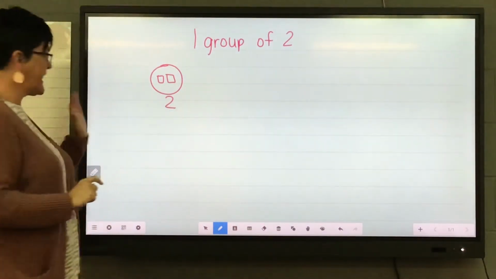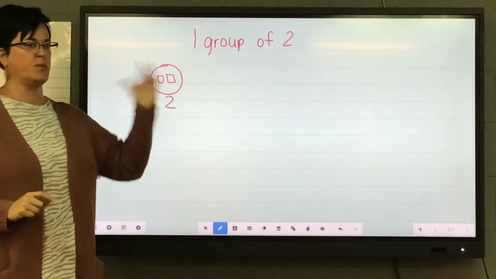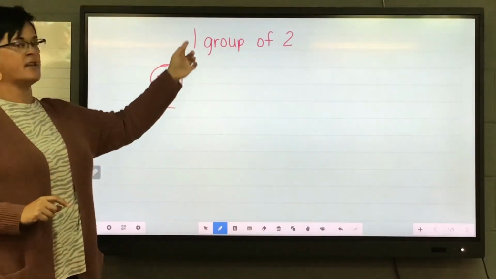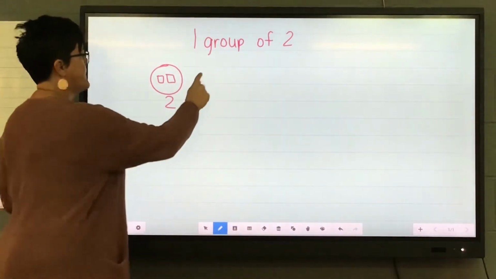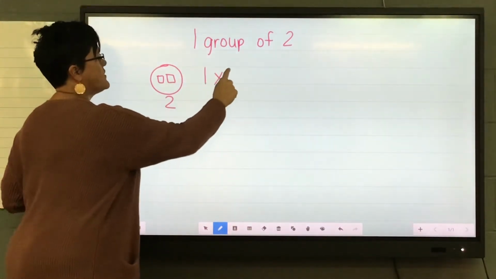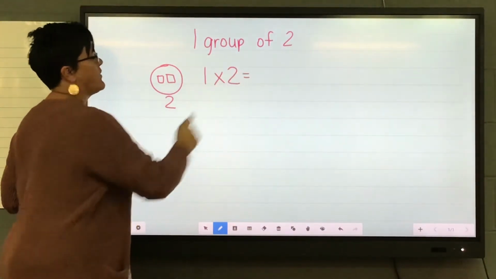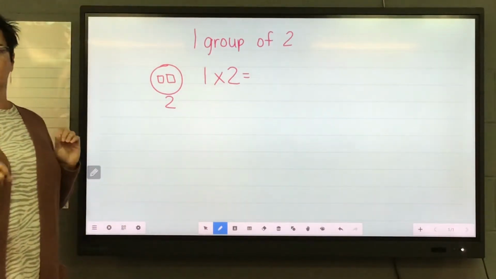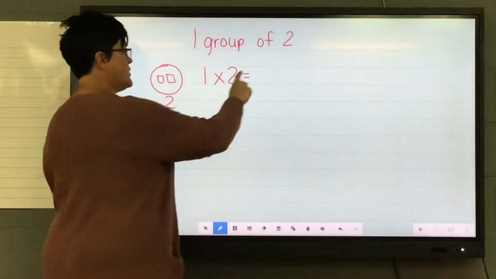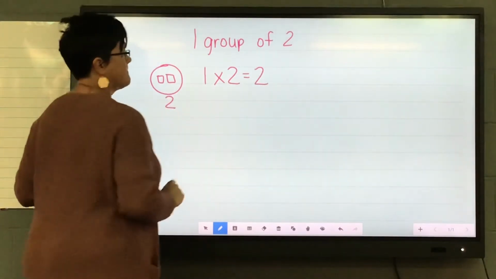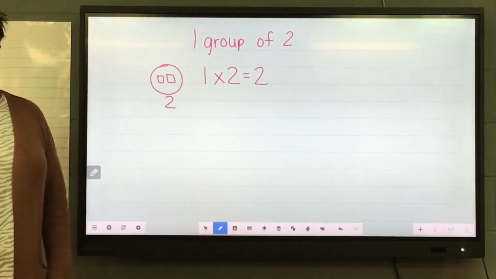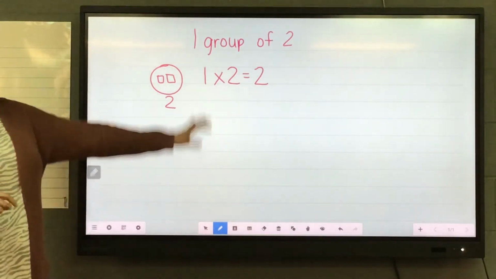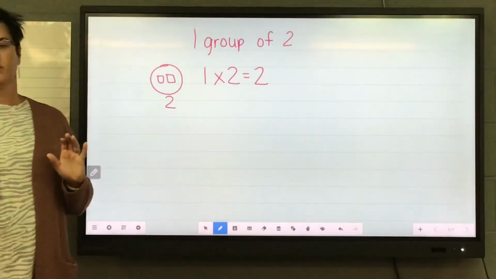What would our multiplication equation be for this one? 1 times 2. What does it equal though? It equals 2. Okay, this I'm going to leave on the board.